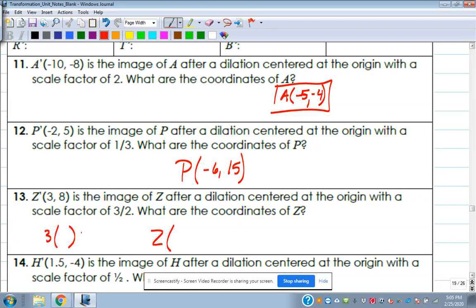What do I multiply 3 by to undo the enlargement? How did we do it for 12? We multiplied by 3, the reciprocal. What's the reciprocal of 3/2? 2/3. So it would have been 8 times 2/3. 16/3.